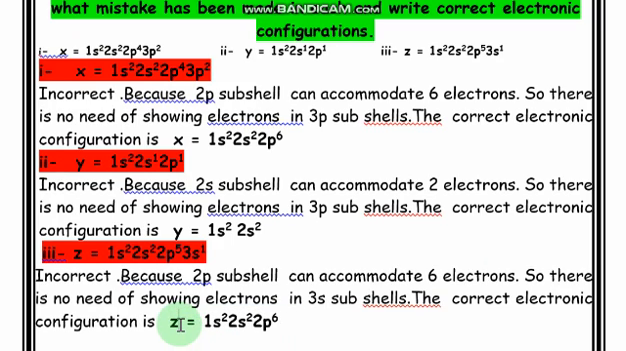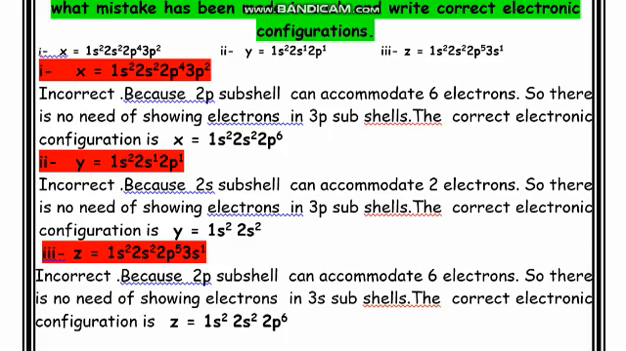For element Z, the first shell will have 2 electrons, then the second subshell has 2 electrons, and the third subshell has 6 electrons. So s1 is not there; here it is only 6. So you will be able to write that it is incorrect, write the reason, and then correct it yourself.